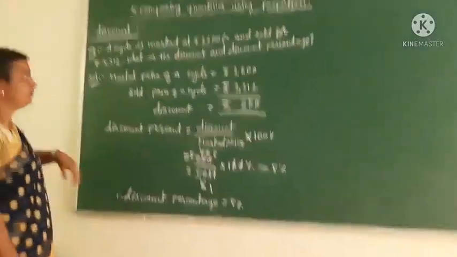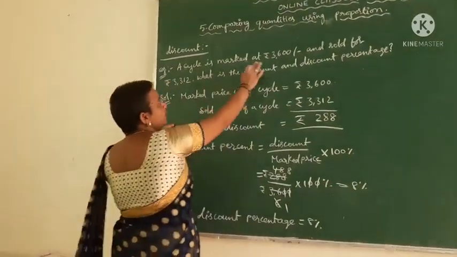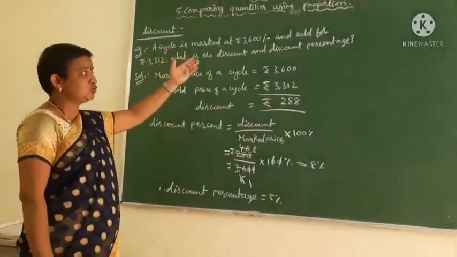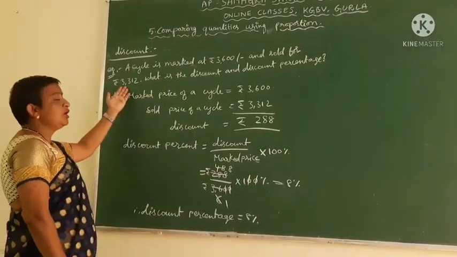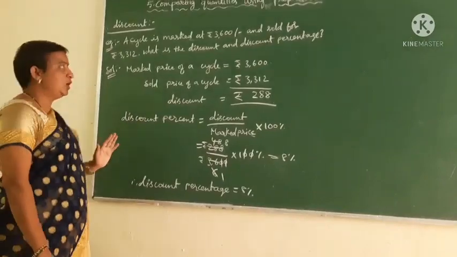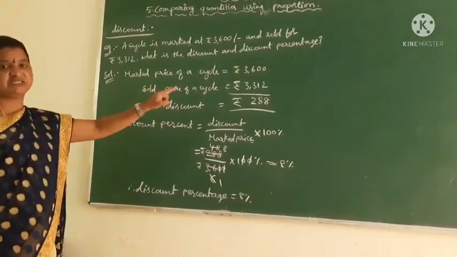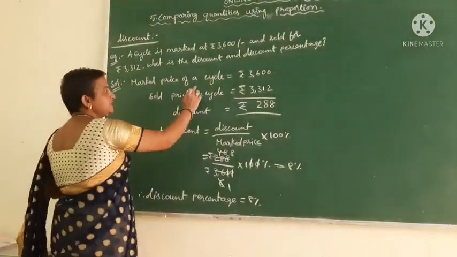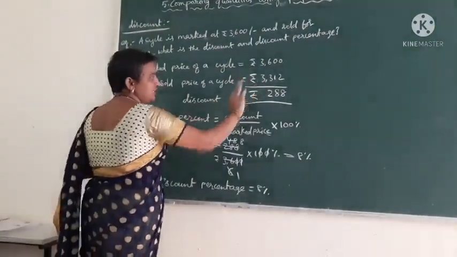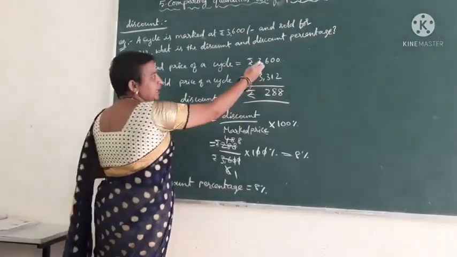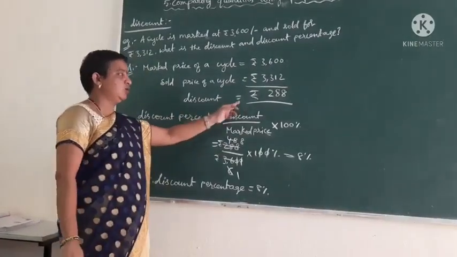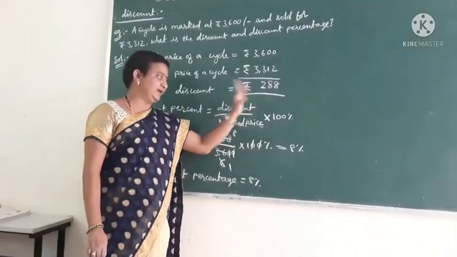Okay, children, once again I repeat. A cycle is marked rupees 3,600, so the market price of the cycle is 3,600, and it is sold for rupees 3,312. What is the discount and discount percentage? We need to find the discount and also the percentage of discount. Sold price is 3,312. So for the discount, we subtract the sold price from the market price. Then we get a discount of rupees 288.